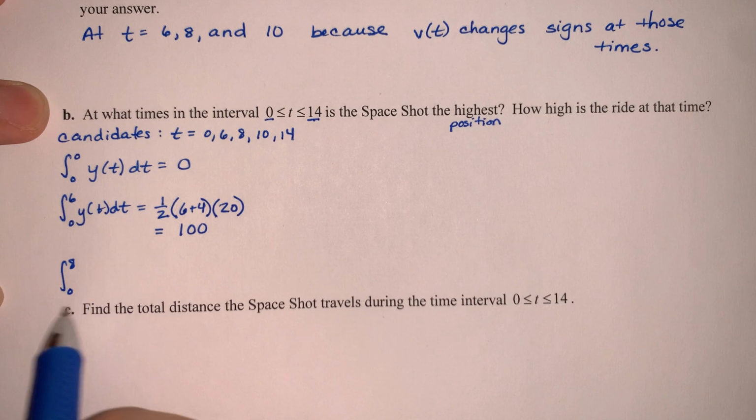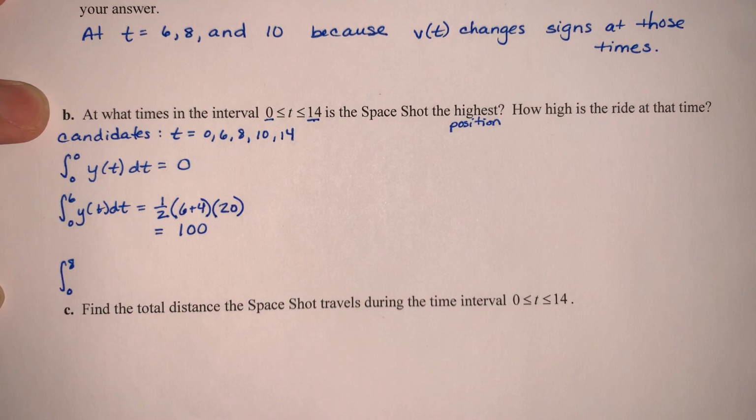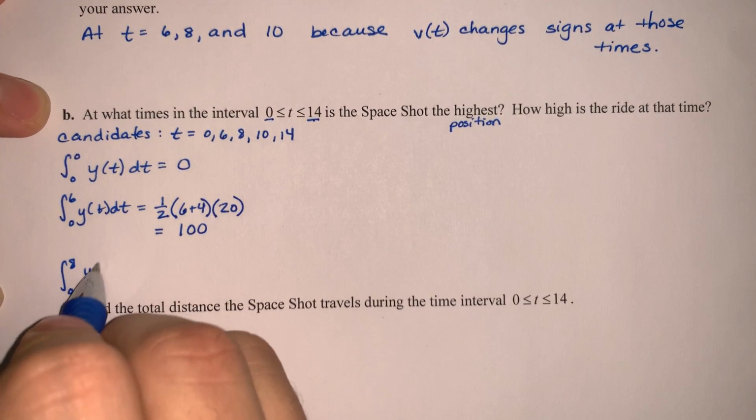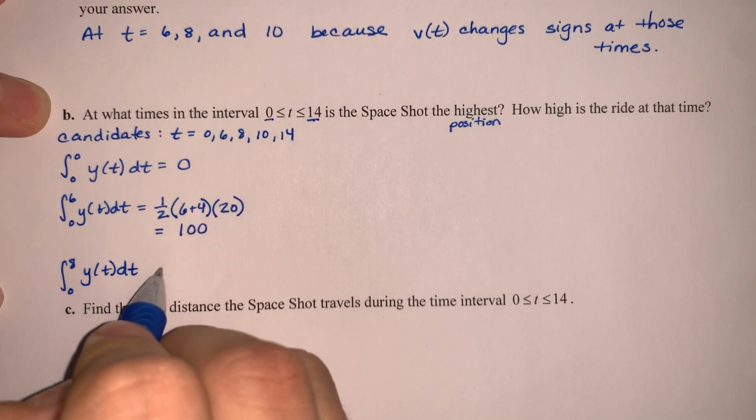So I'm personally going to go ahead and just work out the interval simply because I want to save myself some time and not sit there and justify why I'm not testing out 8 seconds. So you cannot just ignore that 8-second candidate. All right. So from 0 to 8 seconds of y of t dt, right?